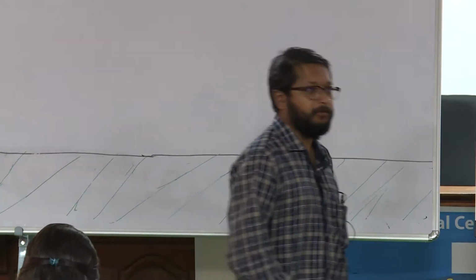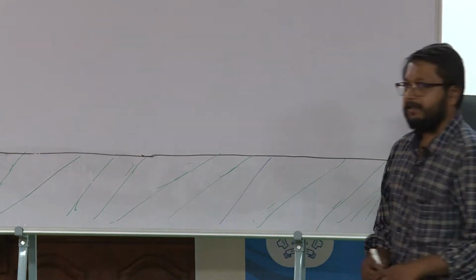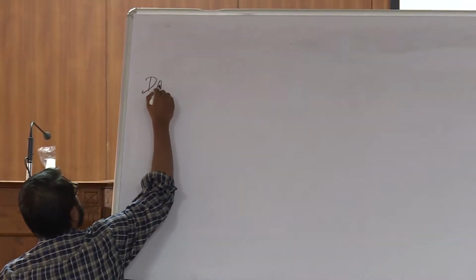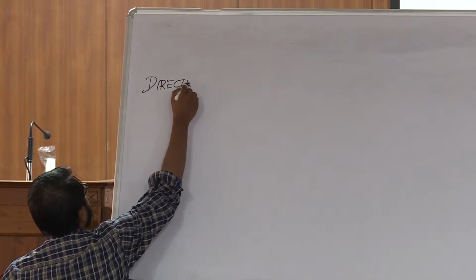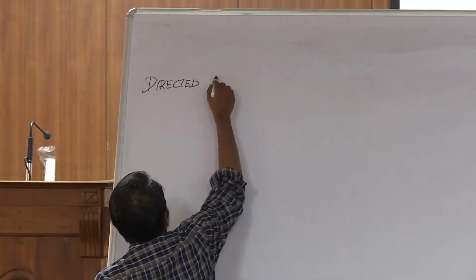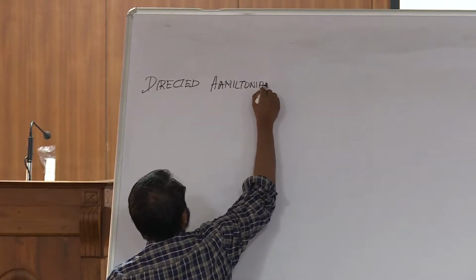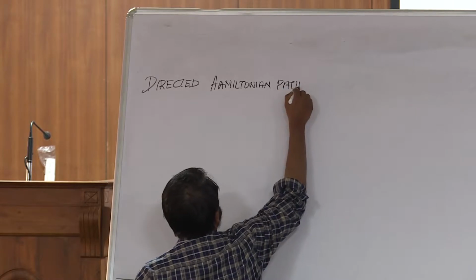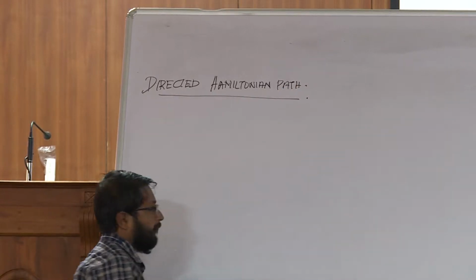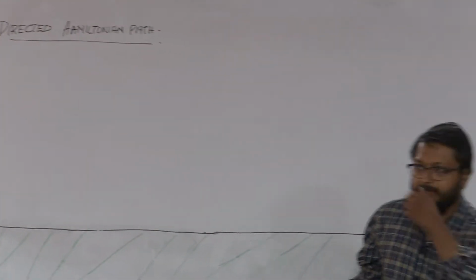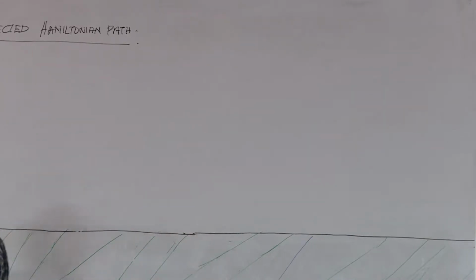Okay, so we will look at a somewhat more involved proof. The problem which we are going to discuss is called directed Hamiltonian path. Okay. So let us try to see what this problem is.